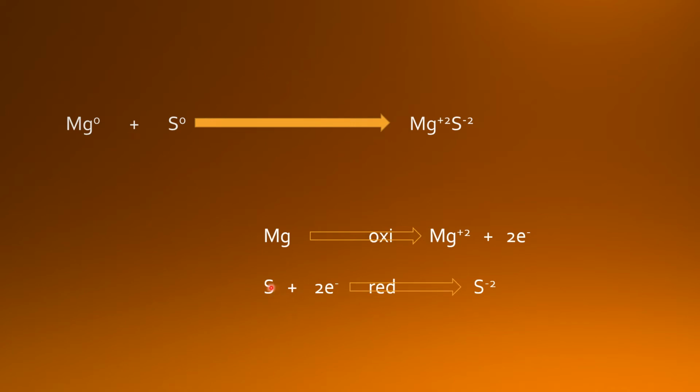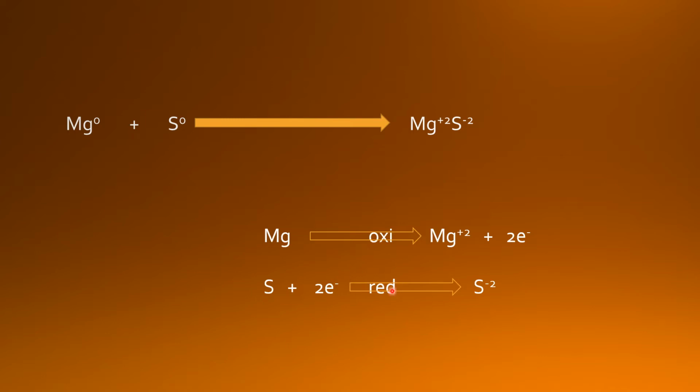And on the other hand, this sulfur is a non-metal. It gains the electron. One sulfur atom gains 2 electrons, and after gaining the 2 electrons, it will carry the -2 charge. This -2 charge indicates that sulfur has gained the 2 electrons. As the sulfur is gaining the electrons, we will say that the process of reduction is taking place here. So magnesium is oxidized and sulfur is reduced.